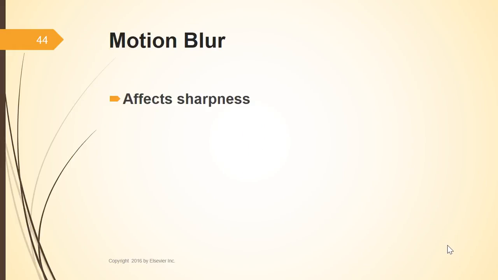Now, there's one thing that I also want to throw in here. It's not necessarily in your text, but I believe it's very important. It's called motion blur. Any type of blur on your image decreases the sharpness of the image. This sharpness is also called detail resolution that we've already talked about.